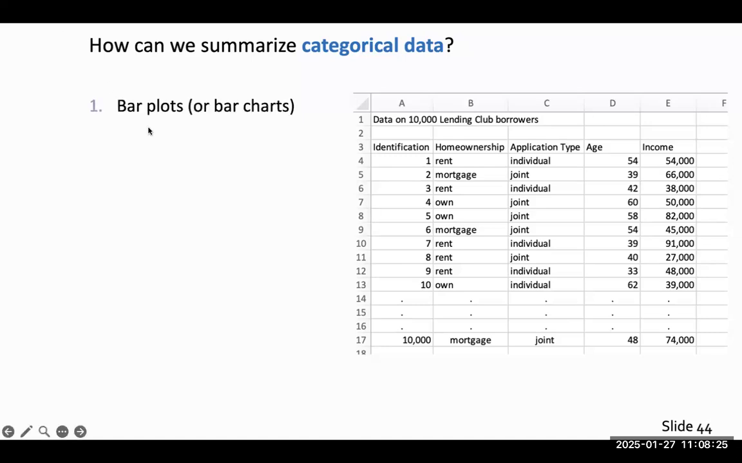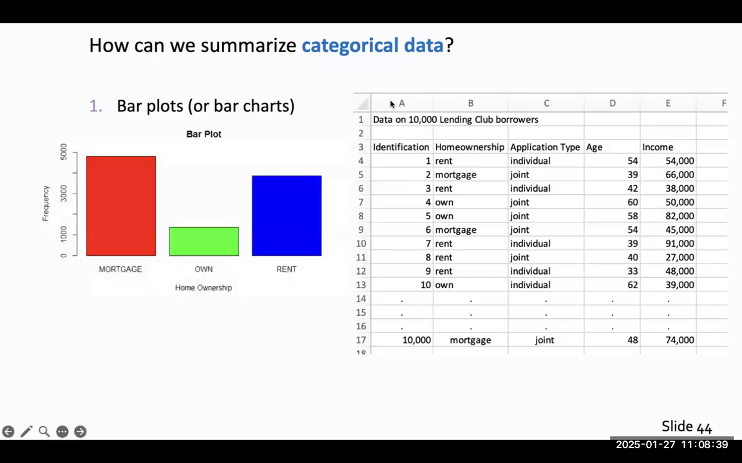So we can also use a bar chart to summarize categorical data. When we work with categorical data, we usually call it a bar chart. When we work with numerical data, we call it a histogram. So what I can do, and I'll show you how to do this in a spreadsheet in the next video, is count how many people rent their home, how many people mortgage their home, and how many people own their home, just like I did in the other spreadsheet when we were looking at numerical data and I talked about college students and how many worked so many hours.